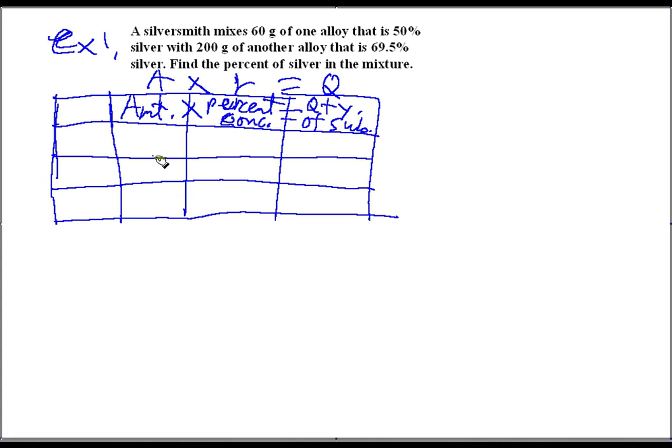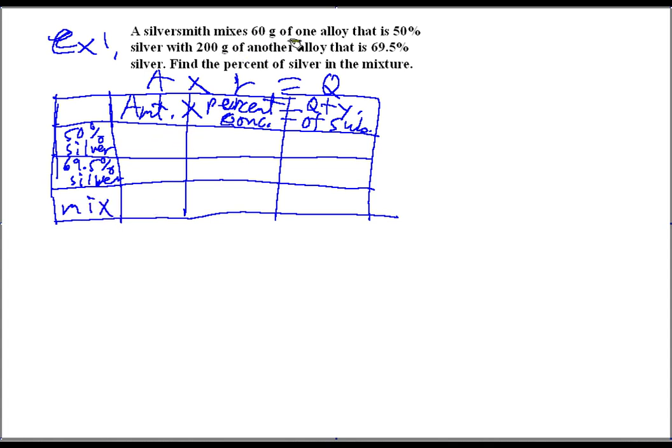All right. So let's identify the materials involved in this problem. We're using a 50% silver alloy mixed with a 69.5% silver alloy. So I'm mixing 50% silver alloy with 69.5% silver alloy to get some kind of a mixture out of it.